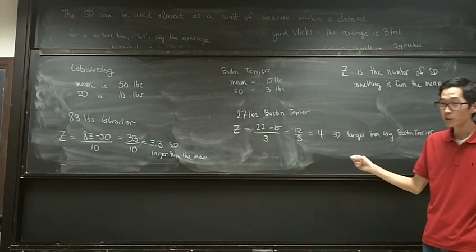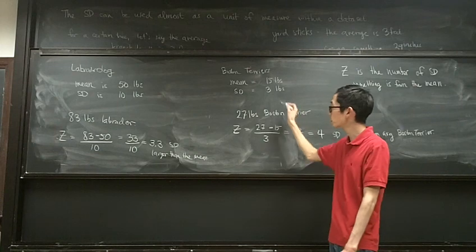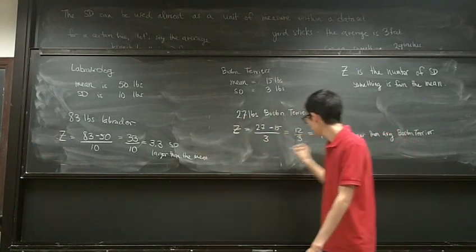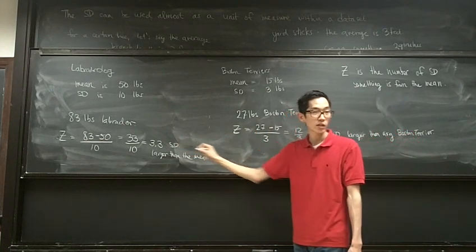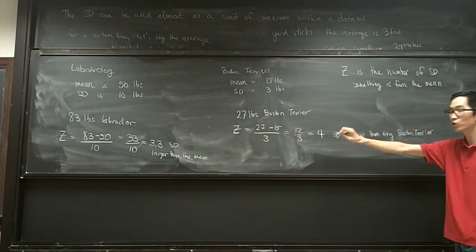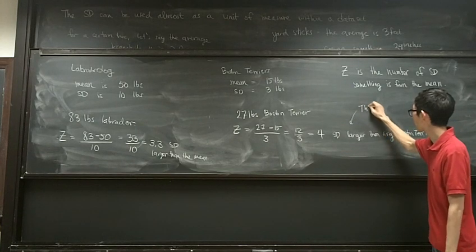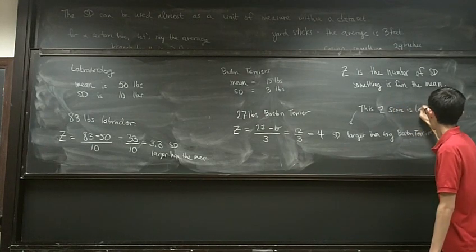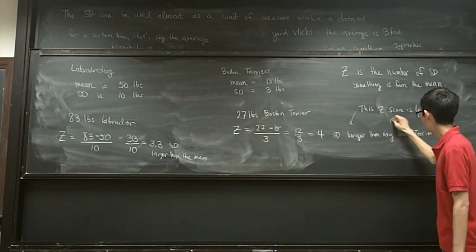Okay? And so we can compare not the weights themselves, but the z-scores, okay? So this z-score is 4, this z-score is 3.3. So this one is more unusual than that one, okay? This z-score is larger, so it is more unusual.